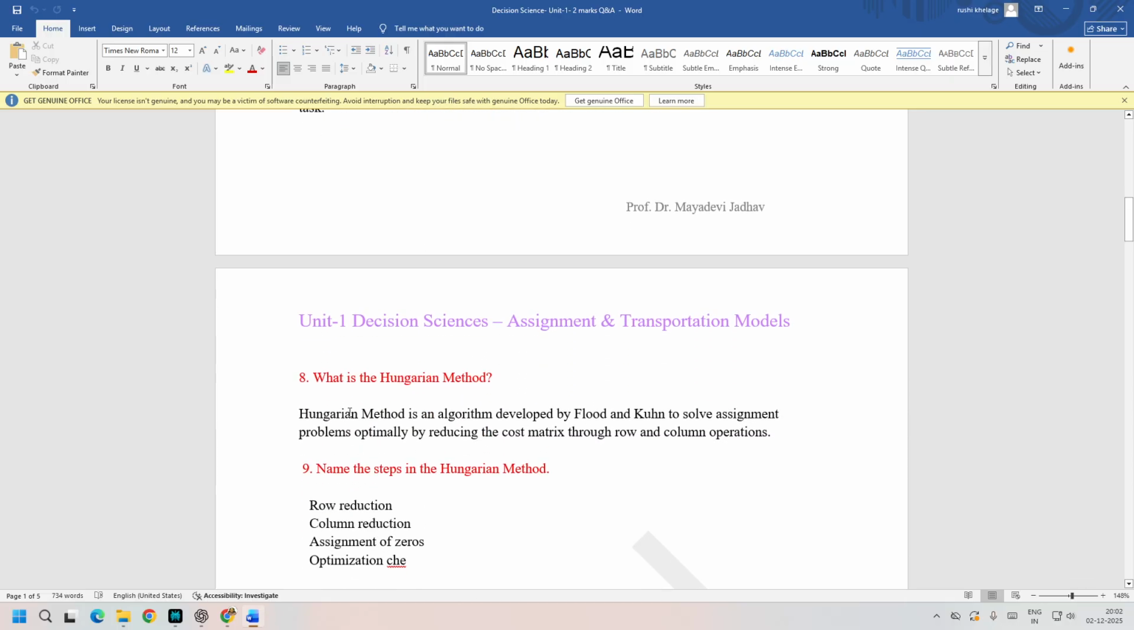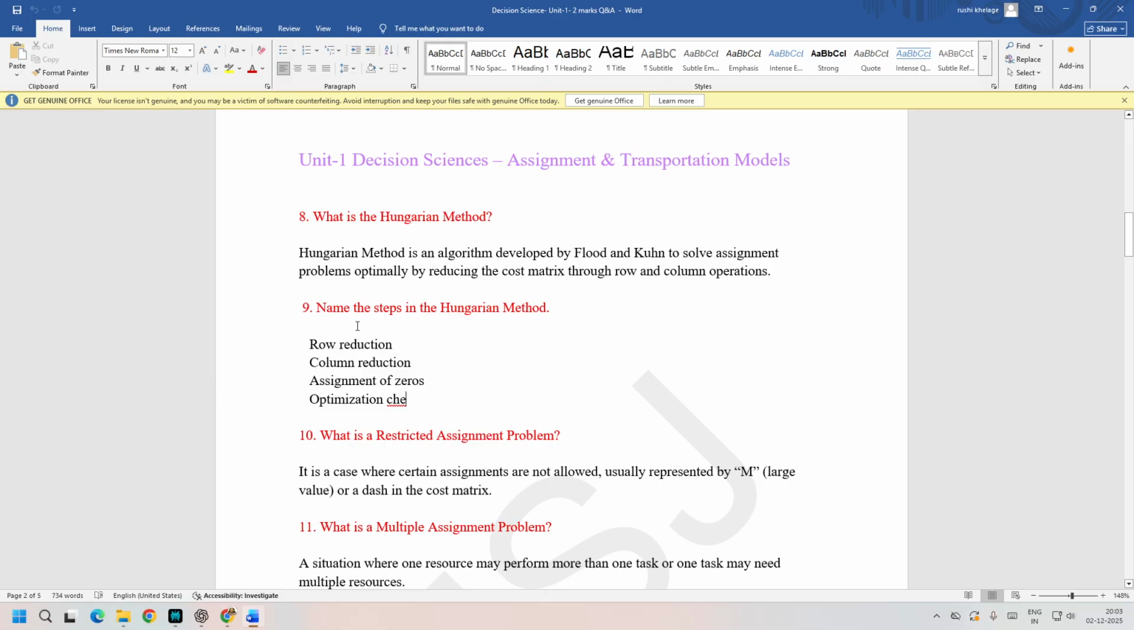Now question number 8. What is the Hungarian method? Hungarian method is an algorithm developed by Flood and Kuhn to solve assignment problems optimally by reducing the cost matrix through row and column operations.